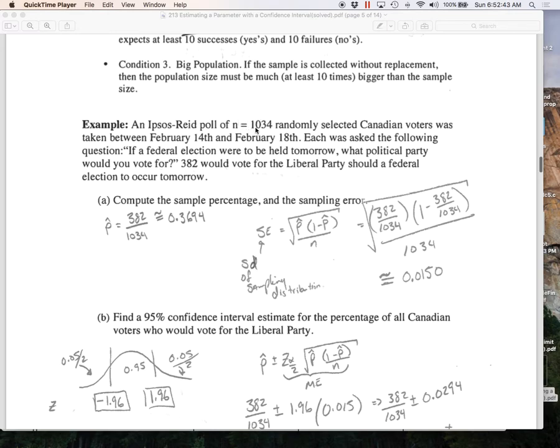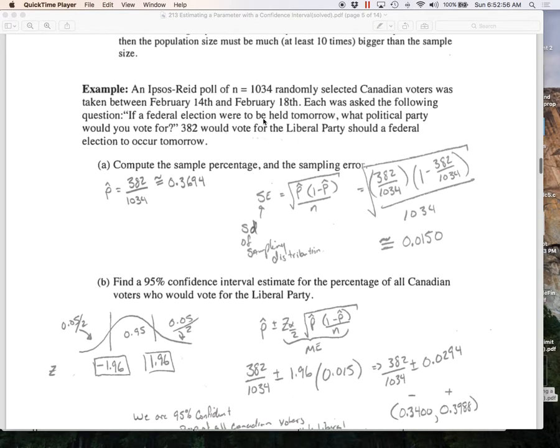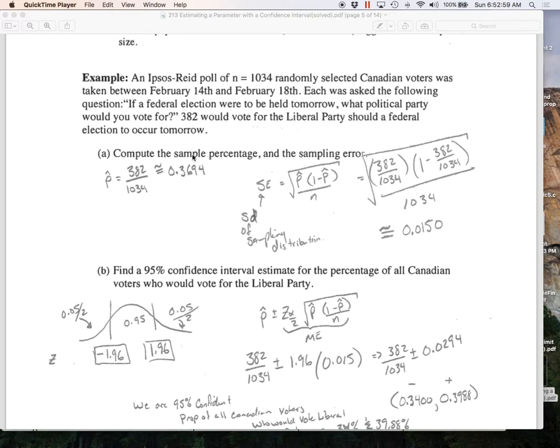Okay, so here's an example then. Let's say 1,034 Canadians were asked how they would vote, and 382 of the 1,034 said that they would probably vote for the Liberal Party. So let's find the sample percentage or the sample proportion. Here that's 382 out of the 1,034. This is a proportion. When it's a decimal, it's called a proportion, or probability is also in a decimal. If you want a percentage, then you multiply this by 100. That would be 36.94%. But proportions are decimals, percentages, of course, are proportions multiplied by 100.